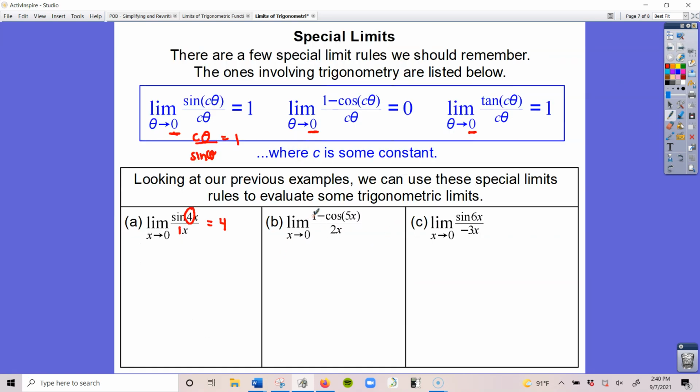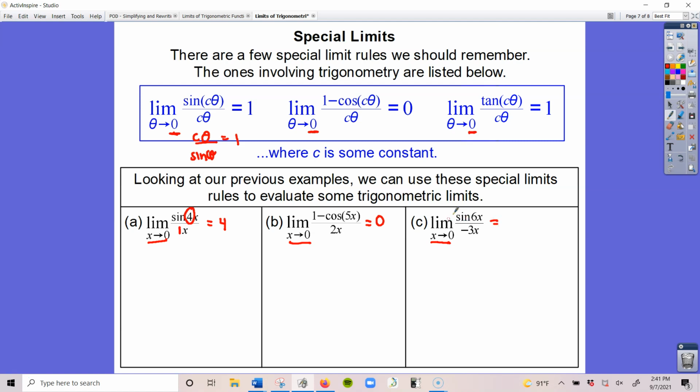Now this one, as long as you have the format 1 minus cosine of something divided by something times x, this will always equal 0. Again, as long as the limit has x or theta approaching 0.